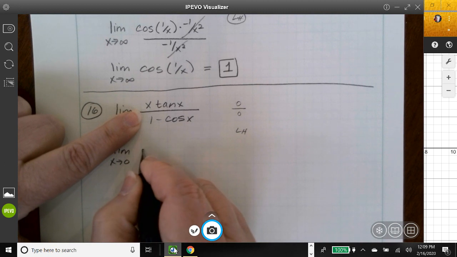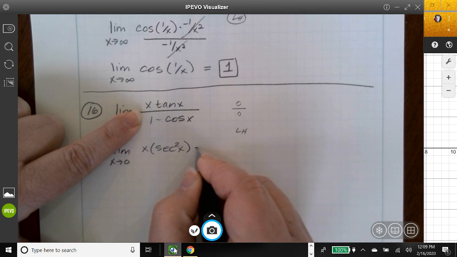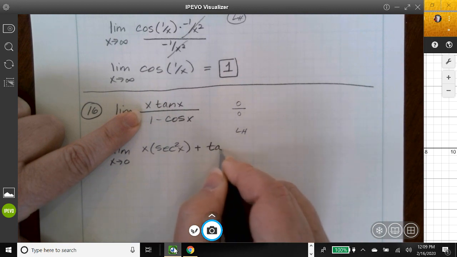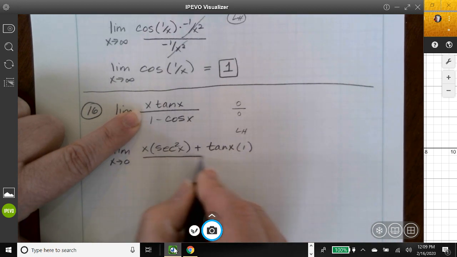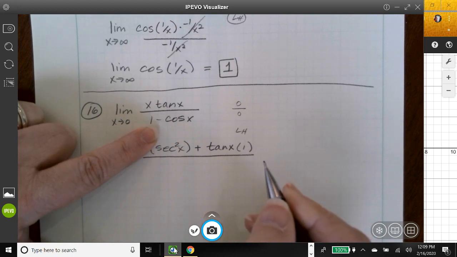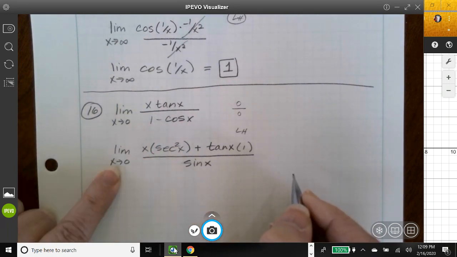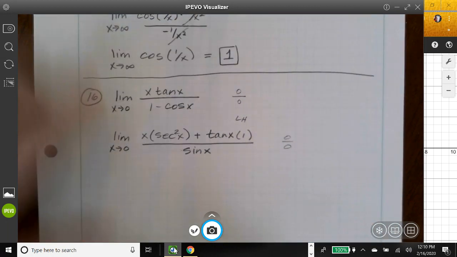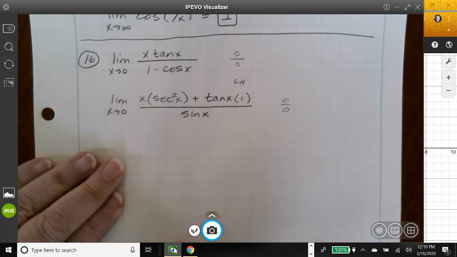So I use first, which is x, d second, the derivative of tangent is secant squared x, plus second, which is tangent, times the derivative of the first, which is 1. Great. Done with the numerator. Now, the derivative of the denominator, the derivative of 1 is 0. The derivative of negative cosine is just regular old sine. Oh, no. When I plug in 0, I get 0 over 0. Because the tangent of 0 is 0, and a 0 here, and the sine of 0.